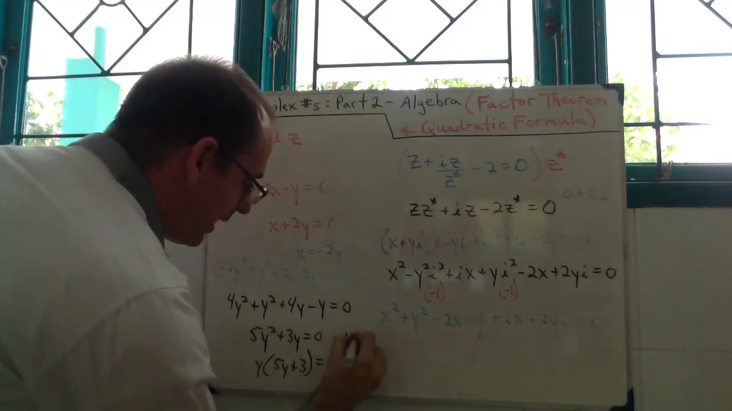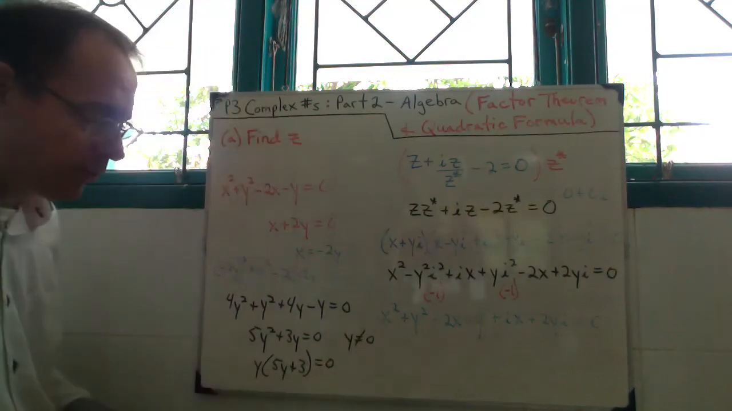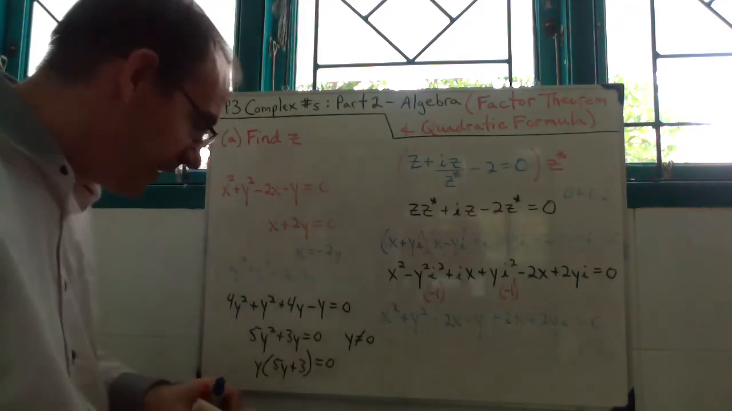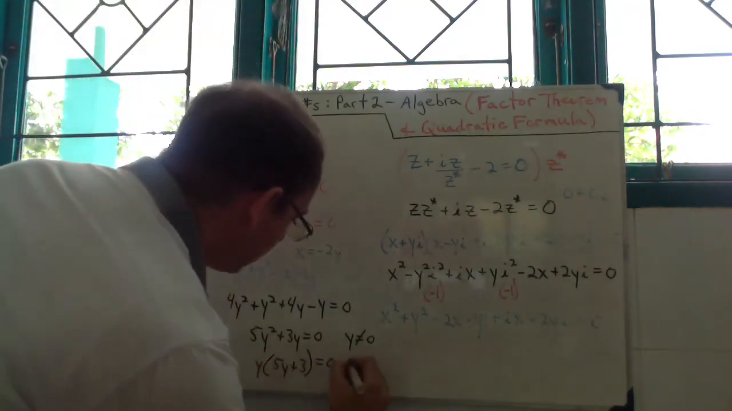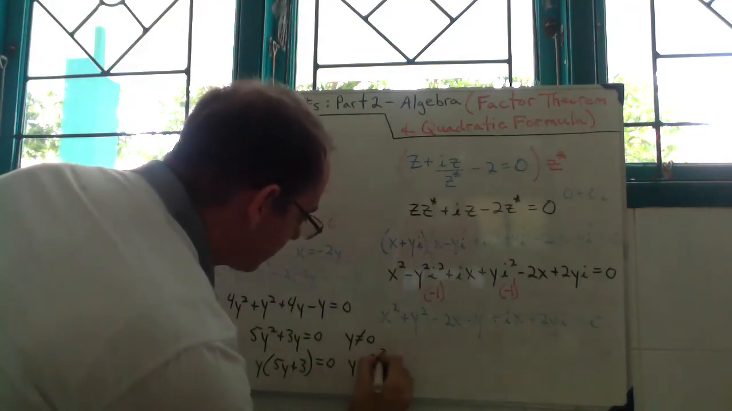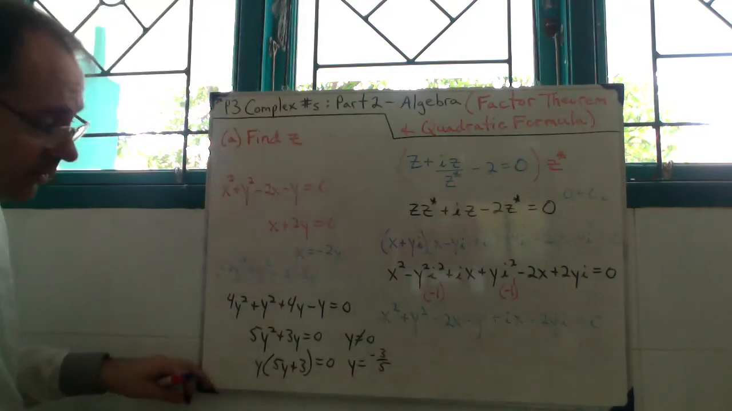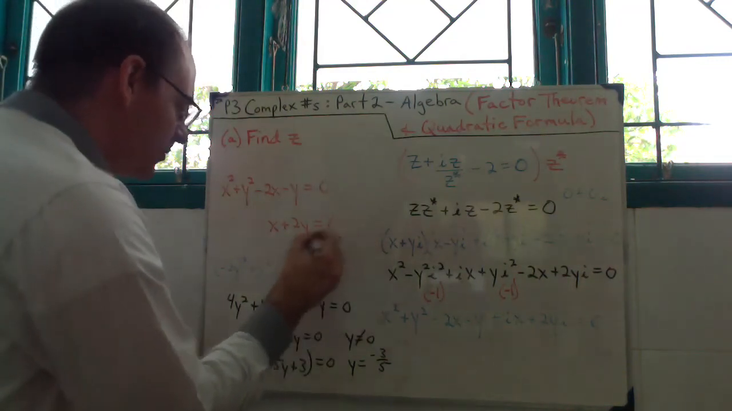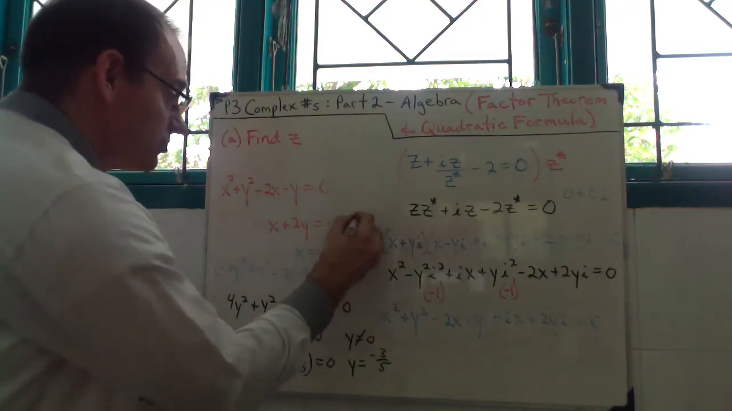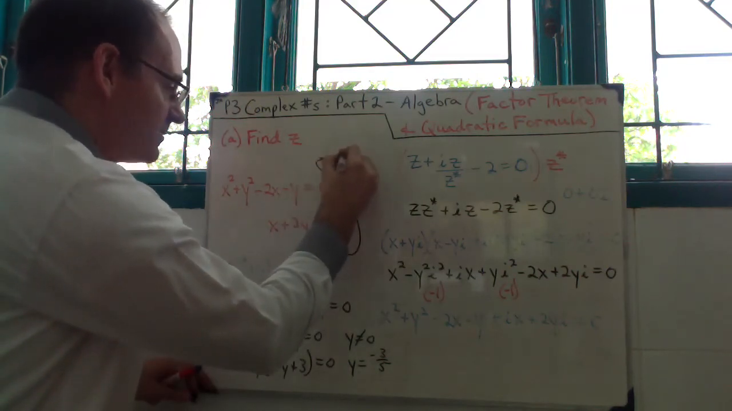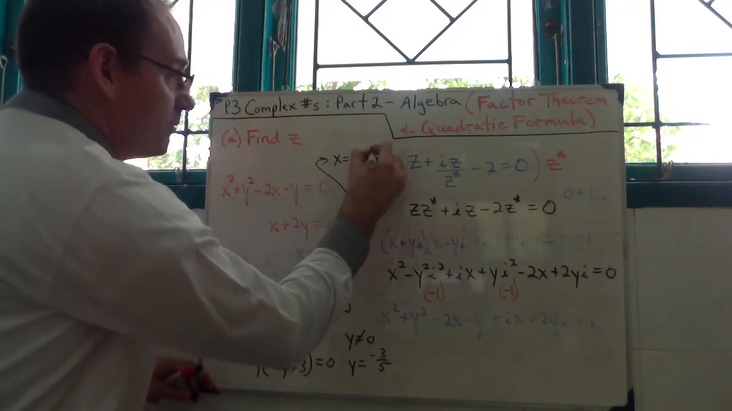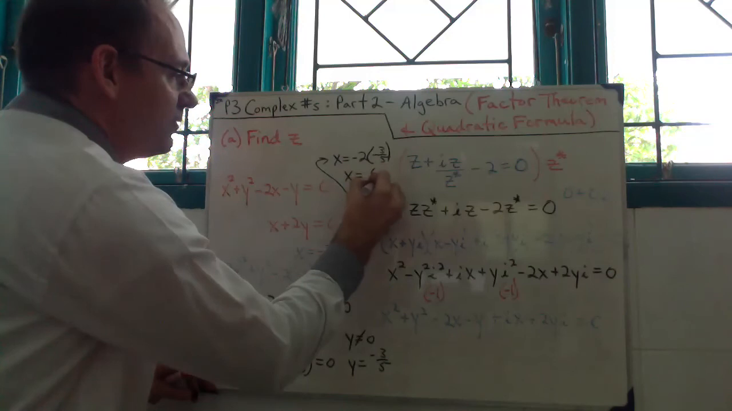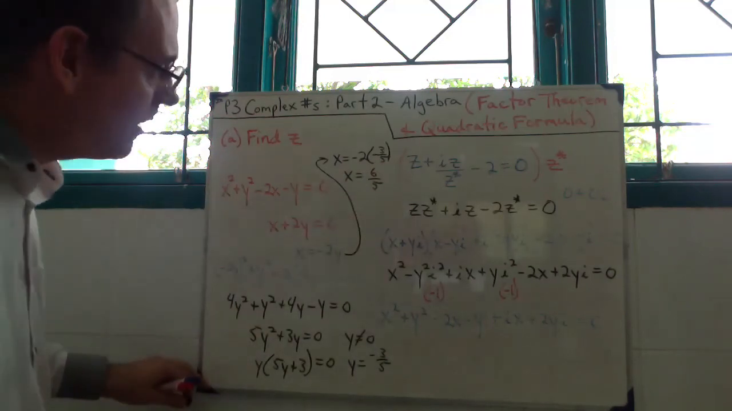So that would give us y equals 0. Well, we don't want y equals 0. That means everything's 0. We want an actual value. So from this one, we get y equals negative 3/5. Y equals negative 3/5. Plug that back in up here. So x equals negative 2 times negative 3/5. So x equals a positive 6/5.